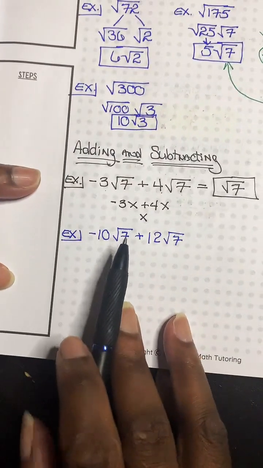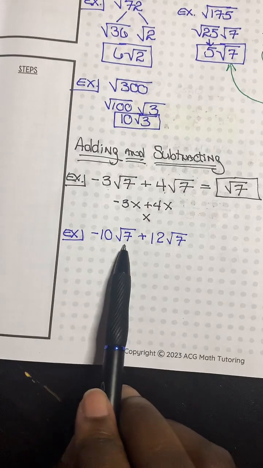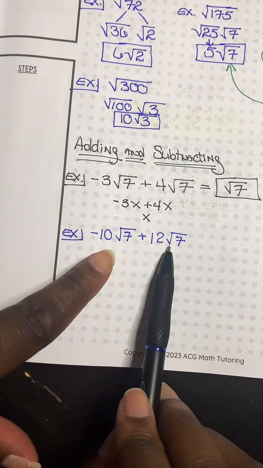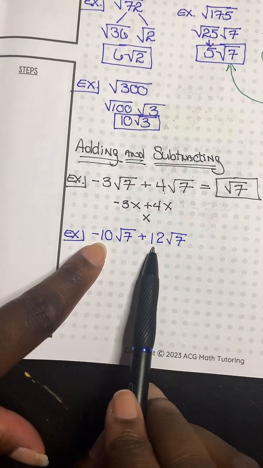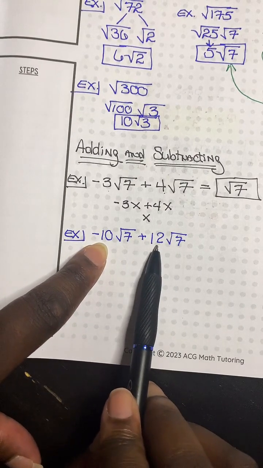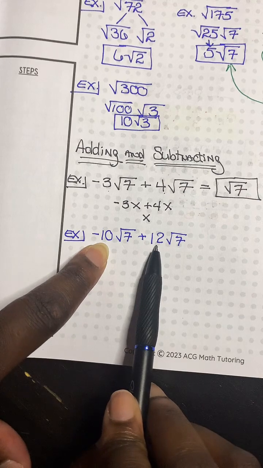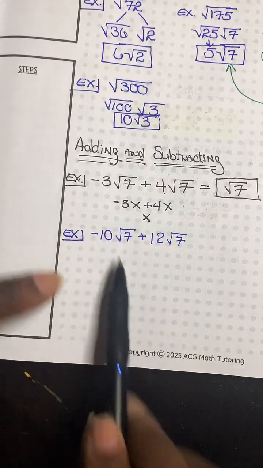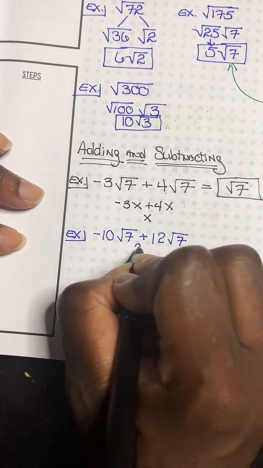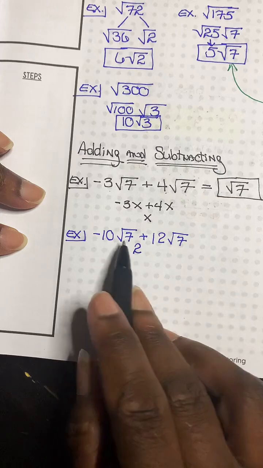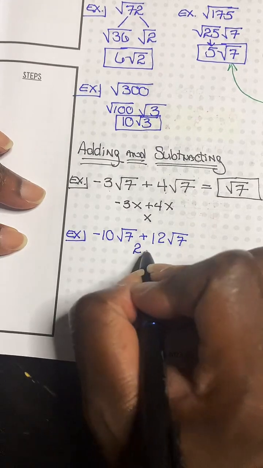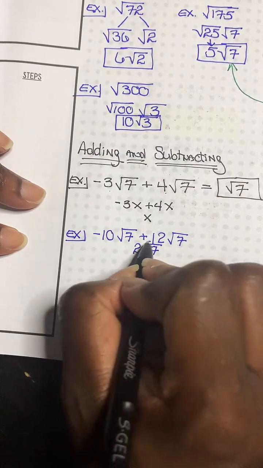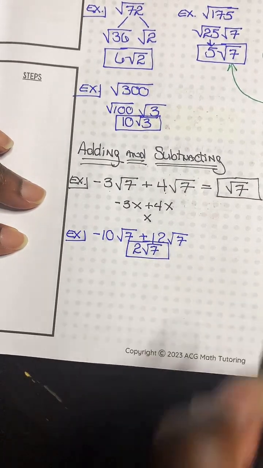All we're doing is basically, since they both have the square root of 7, that means these are like terms. So that means this -10 plus that 12 can be combined. So -10 plus 12. You have $12, you spent 10, that means you still have $2 left. That square root of 7 comes down because they both have the square root of 7. That's the only way you can combine them.